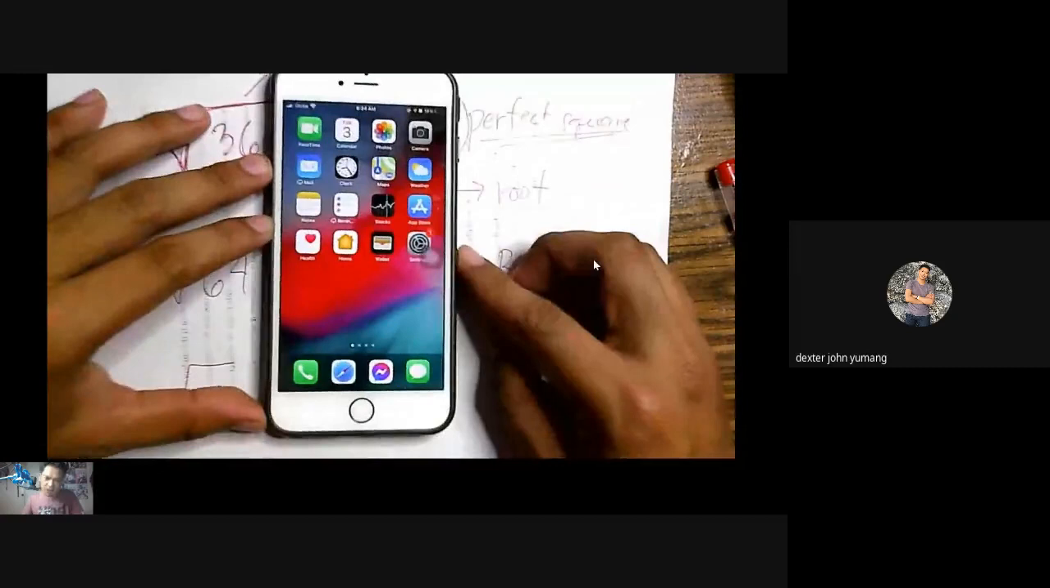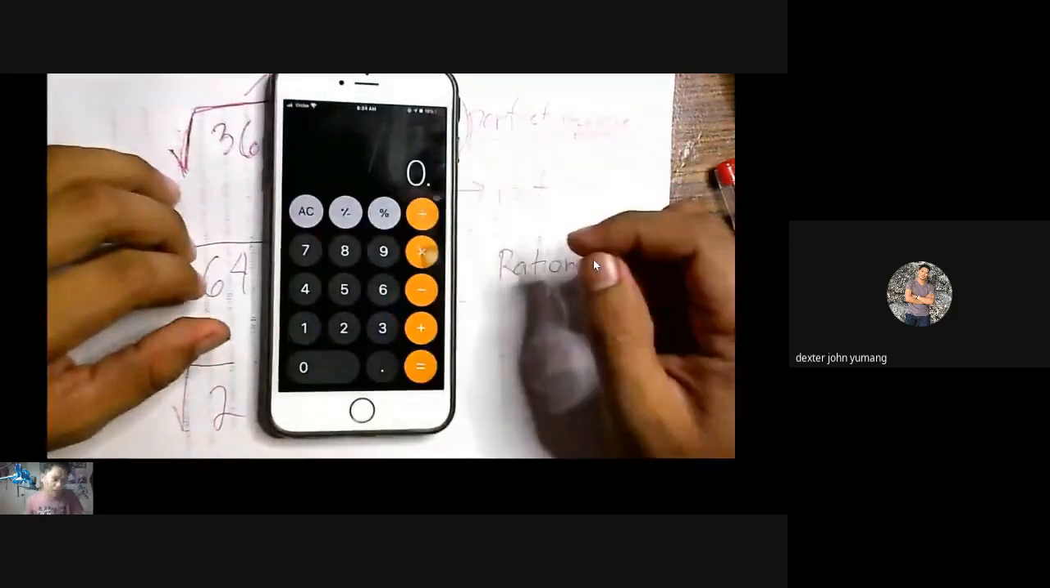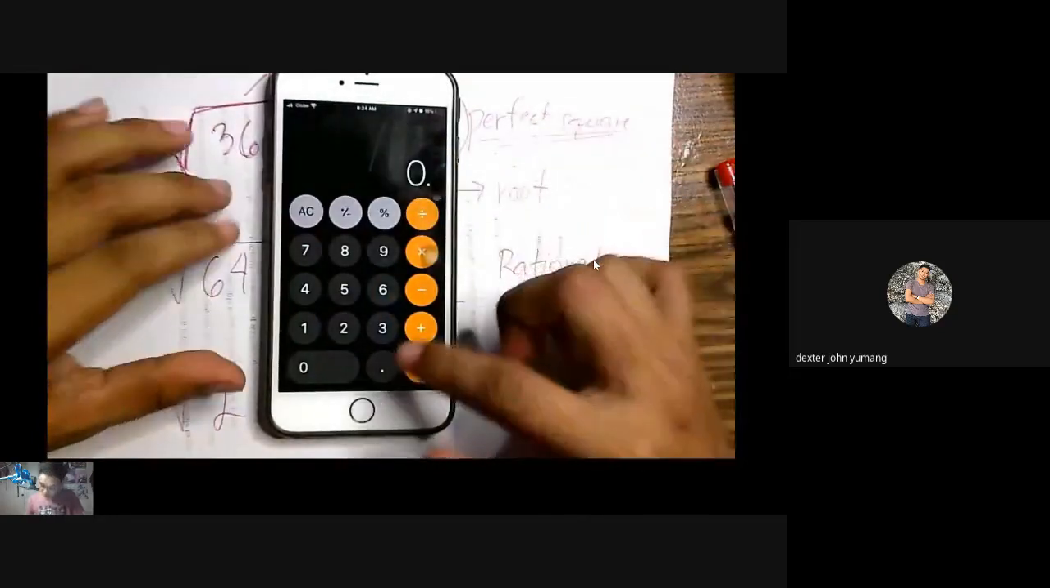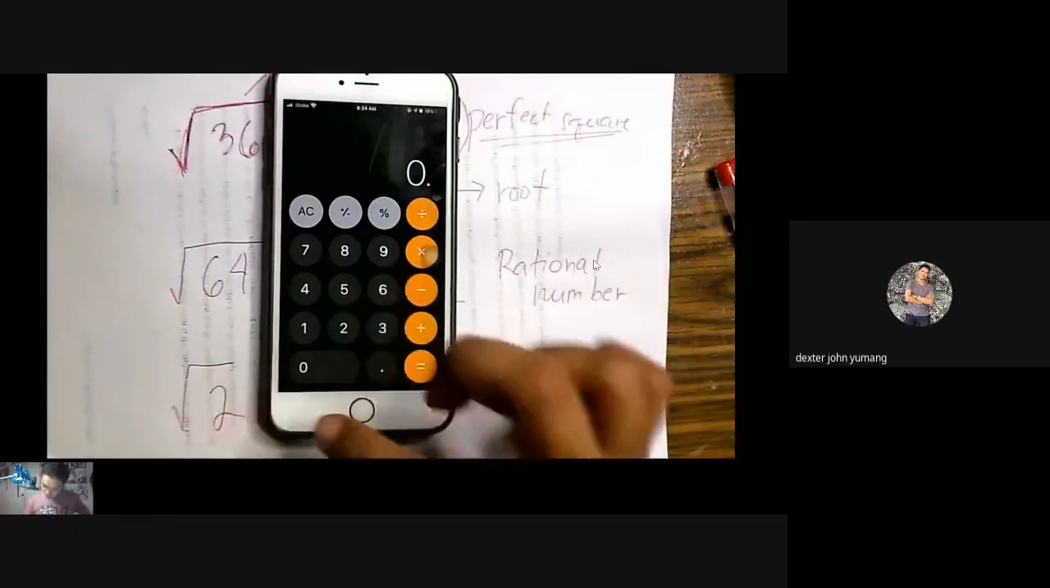So, this is your cellphone, right? If you have a cellphone, open your calculator. Now, look, is there a square root there? No, sir. No. So, let's add a square root to it.